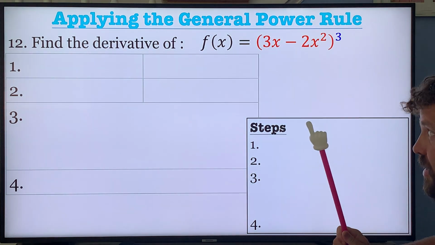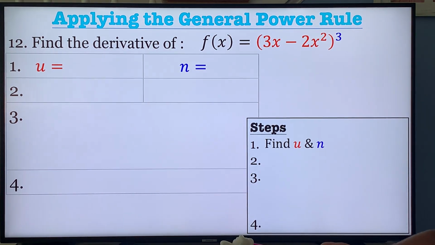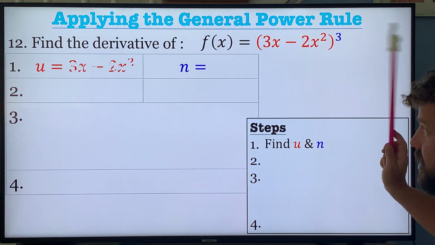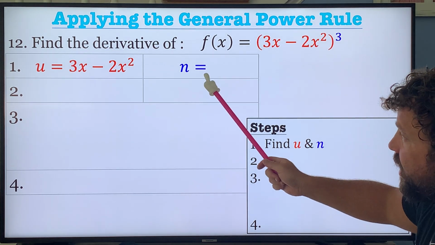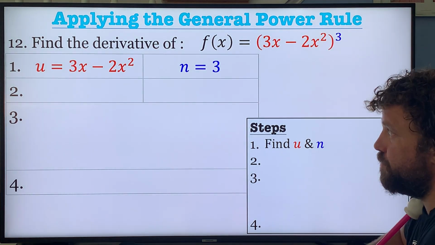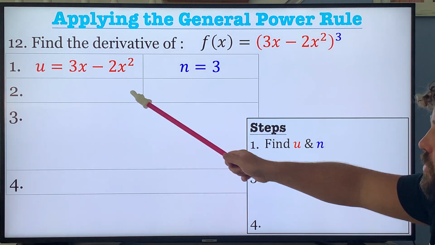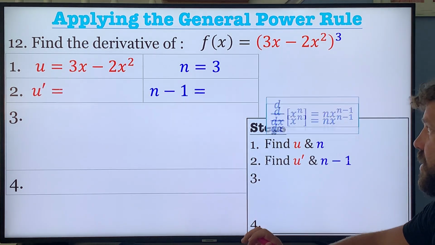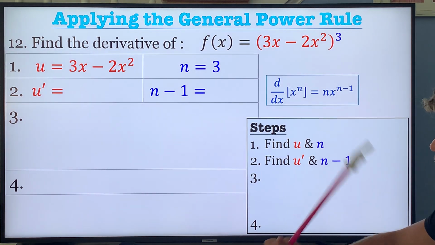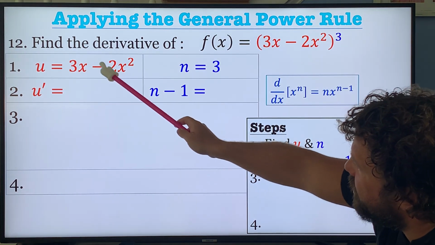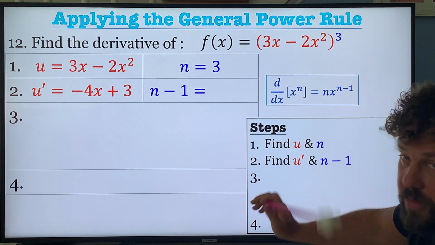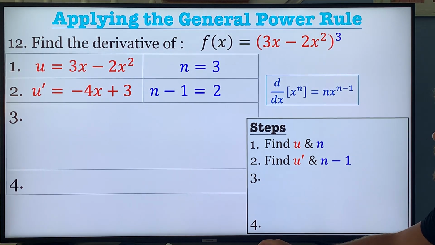So in this method, you find u and n. What's my u? The inside. So that's the same. But instead of finding f of u, my n is 3. All right? Step 2. What do you think step 2 is? Find u prime and n minus 1. So it's a little different because we're using the power rule. This becomes 3 minus 4x. 3 minus 1 is 2.